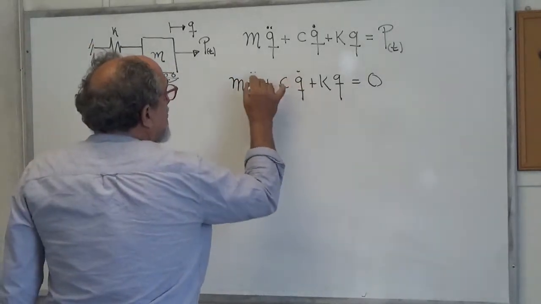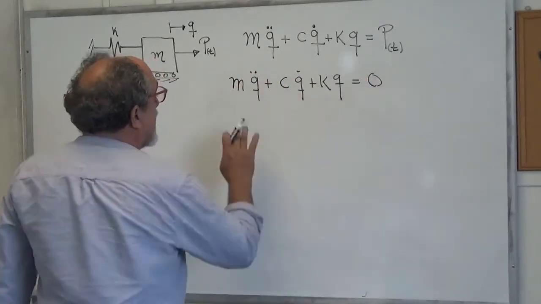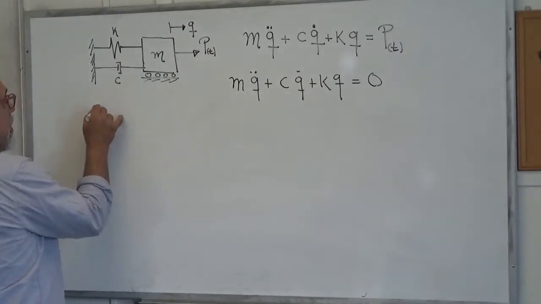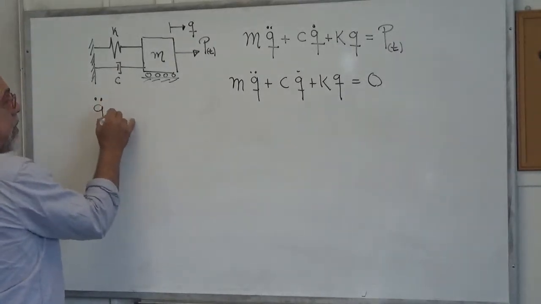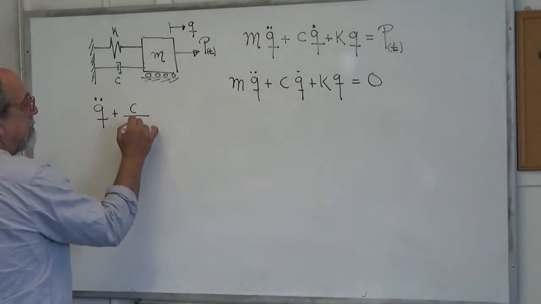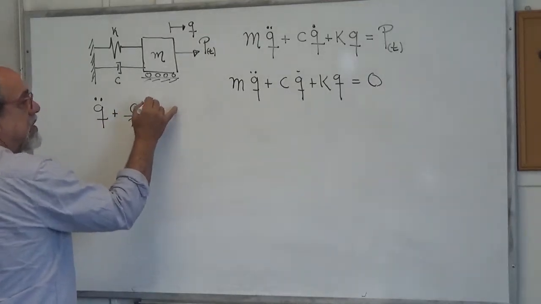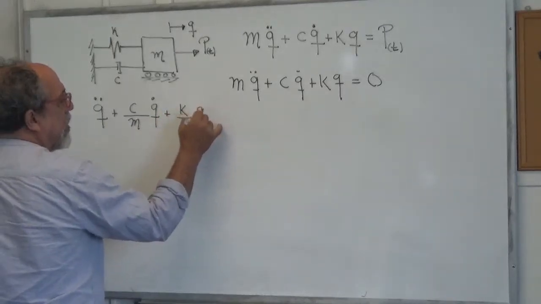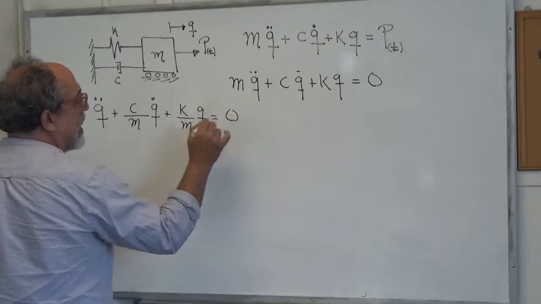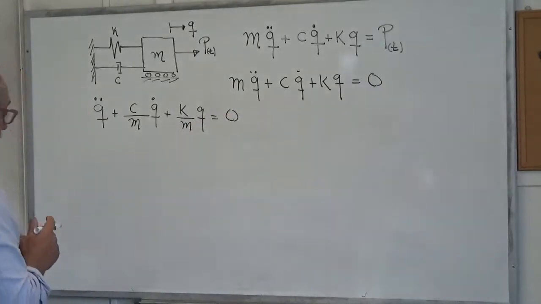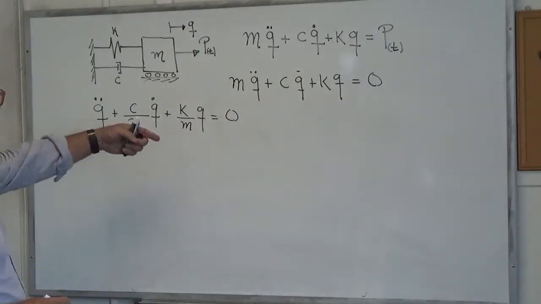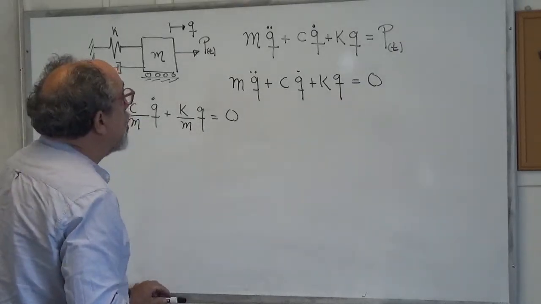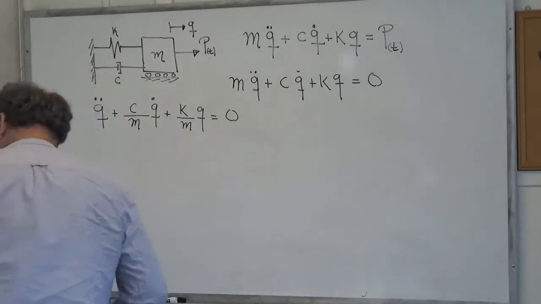Now, because it is equal to 0, it is evident that we can divide by m, and therefore we can write q double dot plus c over m q dot plus k over m q equal to 0. This is just, of course, a convenience.